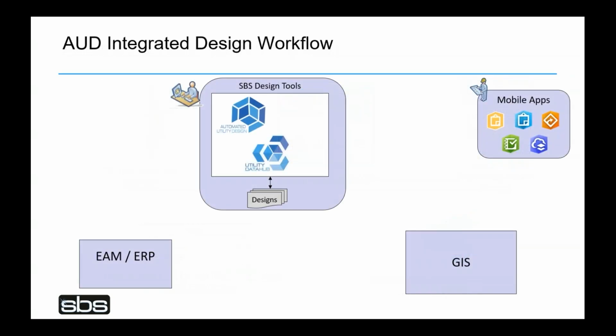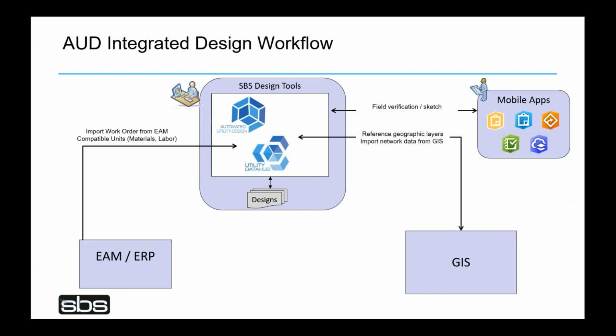This is a sample workflow just to give you some context for what you're going to see today. From an EAM system like SAP, Asset Suites, Storms Logica, WMIS, any of these types of systems, we can pull in compatible unit information, material information, work order information. If you have any kind of mobile information, that can come in. And if you have any kind of reference GIS layers, that can come in as well.